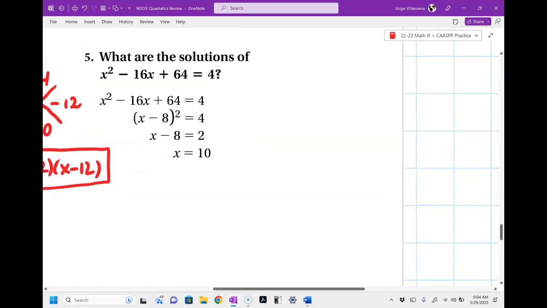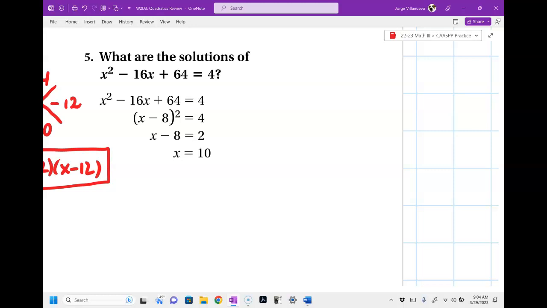What are the solutions of that? So let's see what they did. They started off with x squared minus 16x plus 64 equal to 4. Then they got to x minus 8 squared, which they factored. They did the x method to factor x squared minus 16x plus 64 into x minus 8 squared, and it's actually done correctly, so that is right.